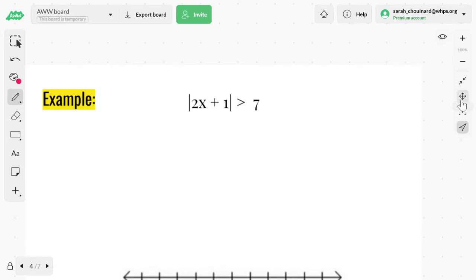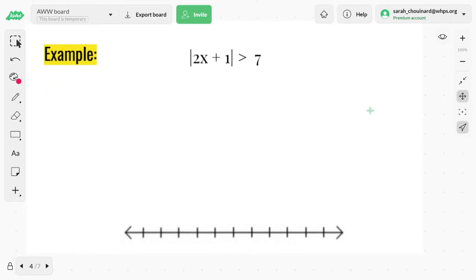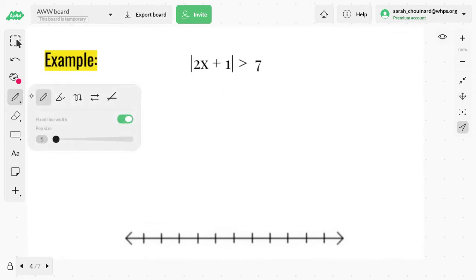So for example, if I had the absolute value of 2x plus 1 is greater than 7, first of all, if I look, my absolute value is already isolated. So now I need to decide if this is and or. Since it's greater than symbol, great or is my mnemonic device to remember.